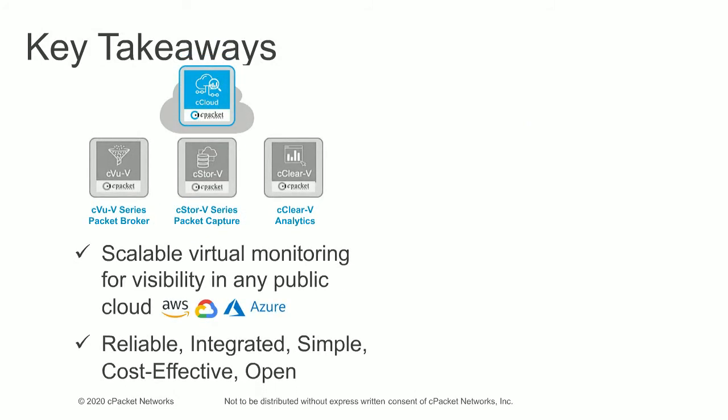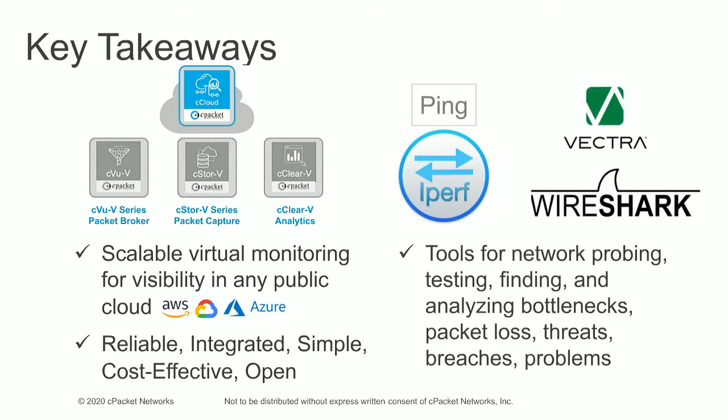So the key takeaways that I would like you folks to have is we featured three of our virtual solutions that form our C-Cloud series of products. Those solutions are our C-View Packet Broker, our C-Store Packet Storage, and our C-Clear Analytics and Management Engine. They scale for virtual monitoring to give you visibility in any public cloud, as well as, as Andy mentioned but worth reiterating, if you have virtualized environments, you'll be able to use them there as well. And as I just mentioned, they're reliable, integrated, and simple, and I'll also add that they're very cost effective and they are also open, and by open I mean that they have APIs and they easily integrate with other third-party tools, as I alluded to a moment ago, for use in your security defense efforts.